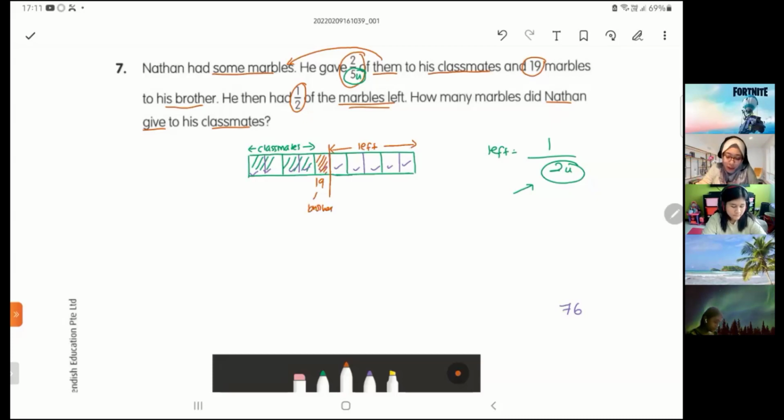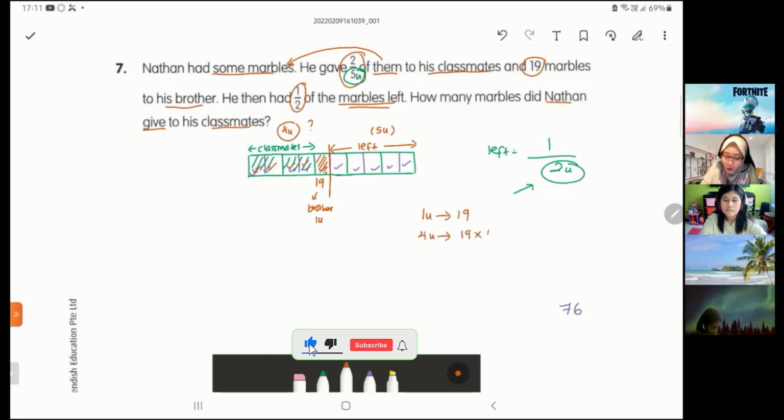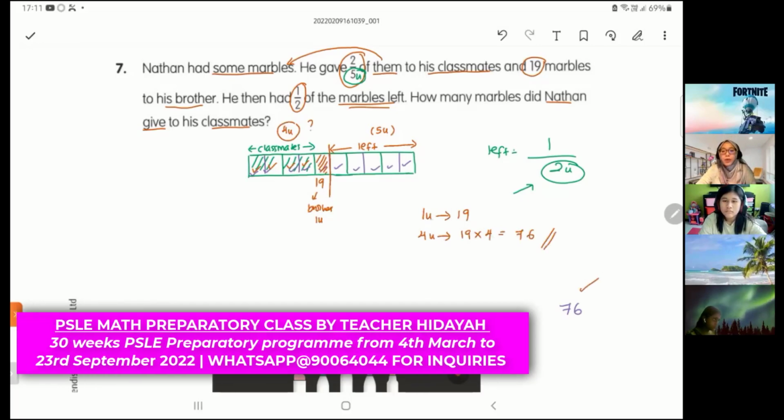All right, so my leftover is simply 5 units. The classmate is now not 2 units anymore, but it is actually 4 units, 1, 2, 3, 4 like this. The brother is 1 unit. Can you see 19 here is actually 1 unit? We can pluck it out. 1 unit is 19. Then I want to know what was given to the classmates, which is 4 units. 4 units is 19 times 4. My answer is 76. Very good. Anas was right.